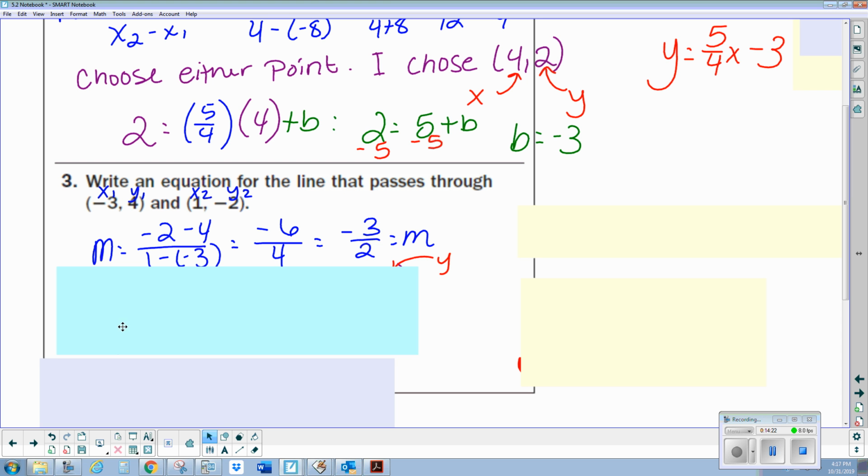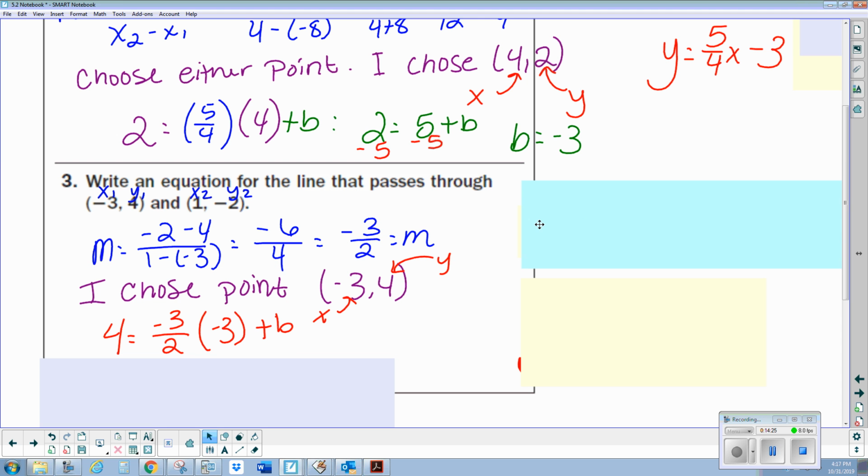Next, I'm going to use my slope to find b, so I can choose either point. This time I decided to choose (-3, 4). I decided to choose the first point. So I know that 4 is my y-coordinate when my x-coordinate is -3. So I use my slope-intercept form. y, which is 4, equals m, which is -3/2, times x, which is -3, plus b, which I don't know. That's what I'm solving for.